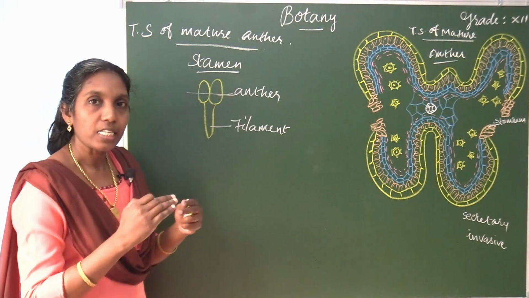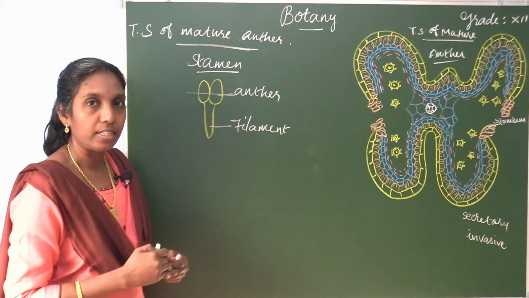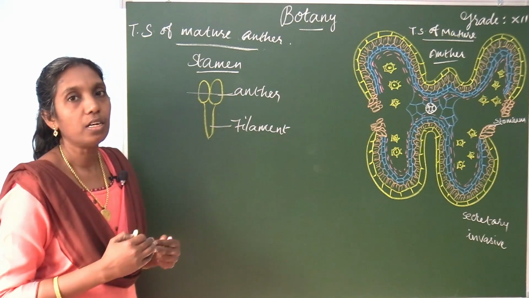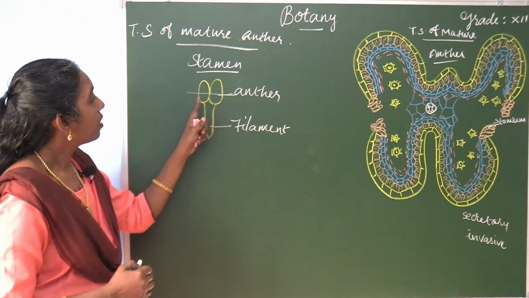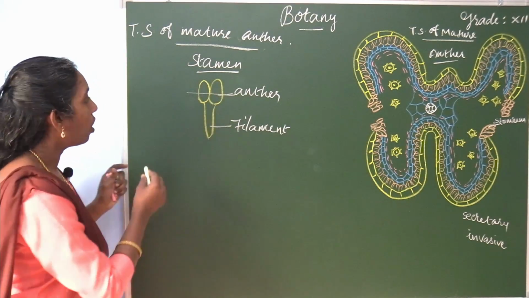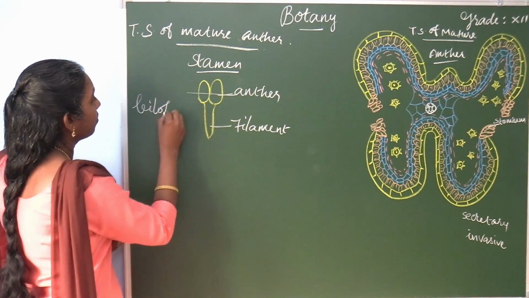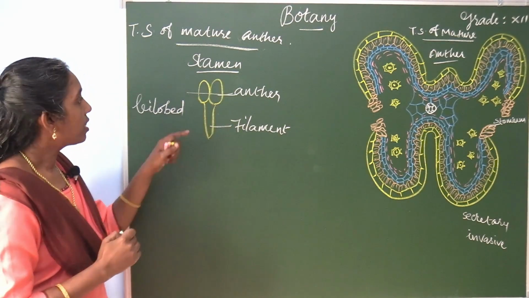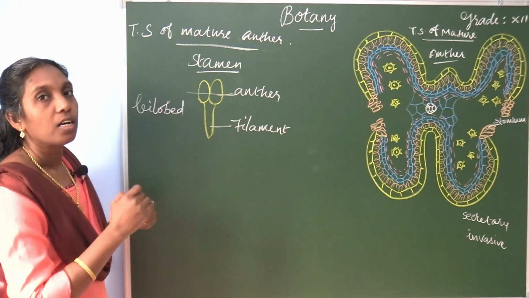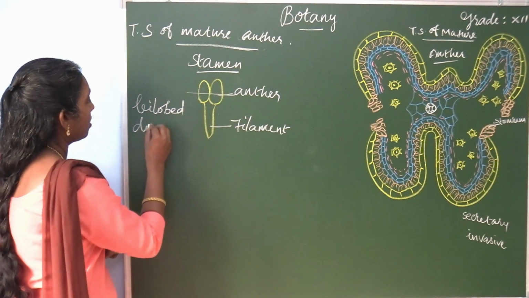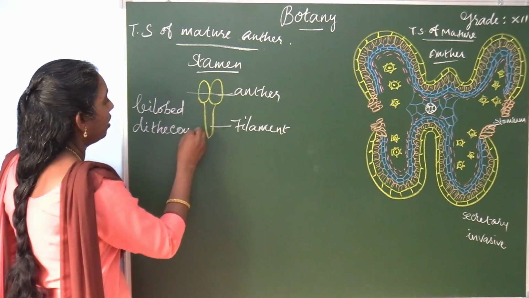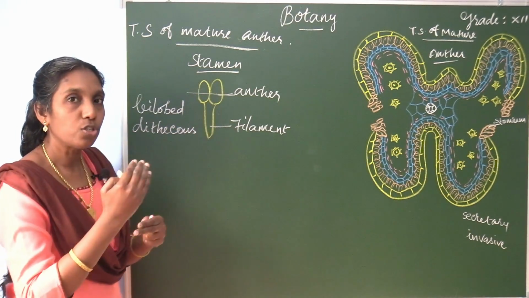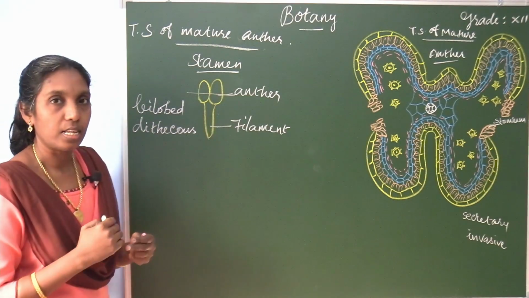It shows the transverse section of mature anther reveals the presence of anther cavity surrounded by anther wall. In this anther there are two lobes present, so it is called bilobed. Each lobe consists of two theca, that is dithecous. The bilobed anther which consists of two theca is called dithecous anther.